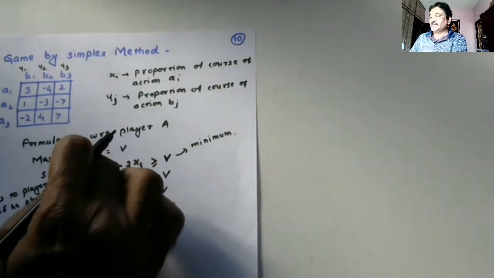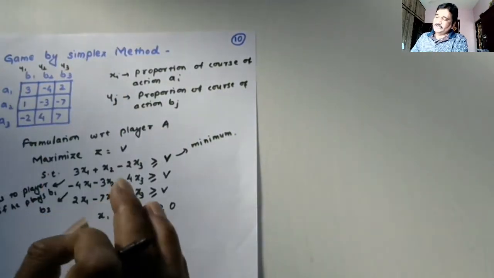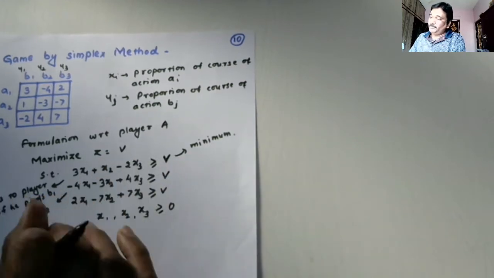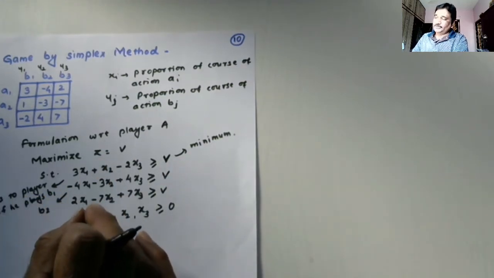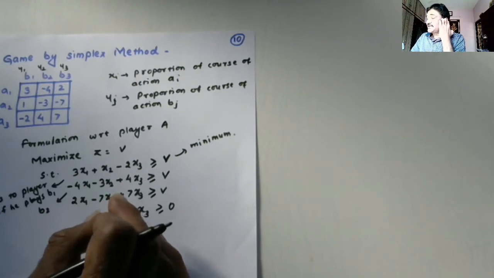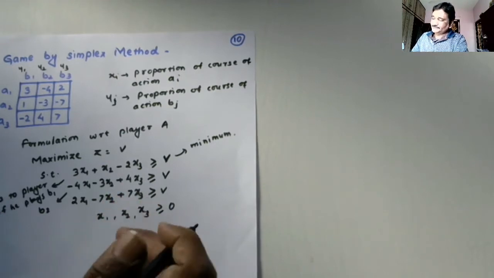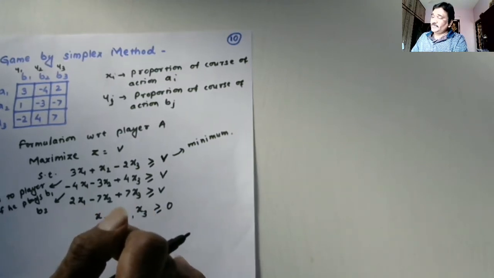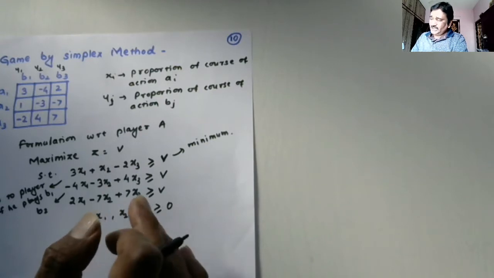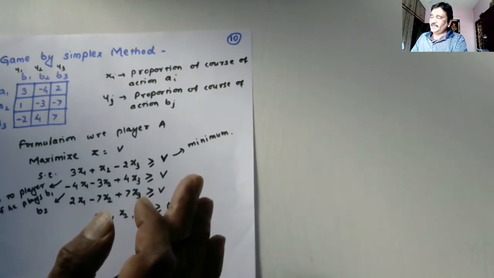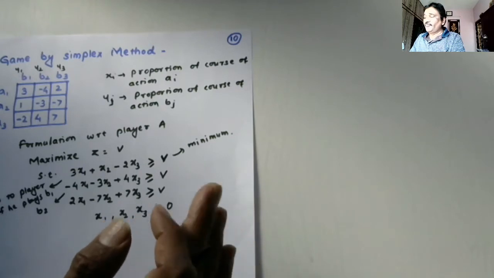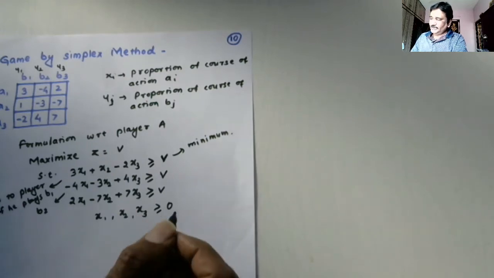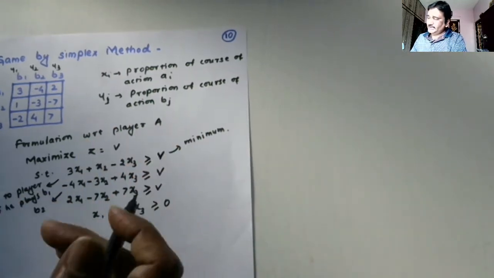Okay, only the objective and the variables are associated with player A, and the constraints are there because of player B, because of our understanding of player B. In a similar way, we can have the formulation from the point of view of player B. In that case, the objective will be minimize z equal to v. So that we will be doing a little later.